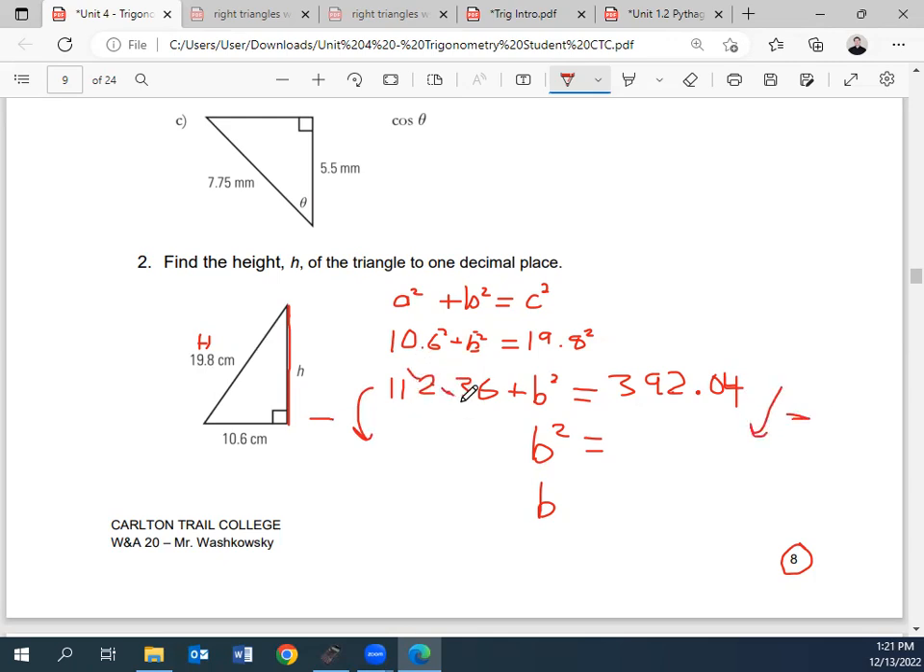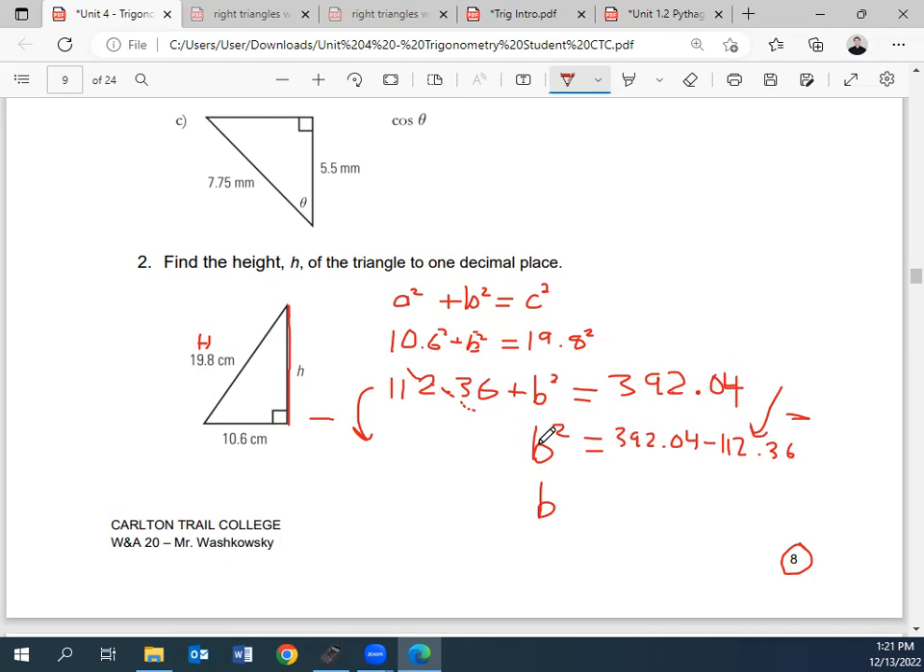This is going to get canceled out, so I'm just left with b squared. And then this is going to be 392.04 minus 112.36. Understand how we got there? No, that's fine.